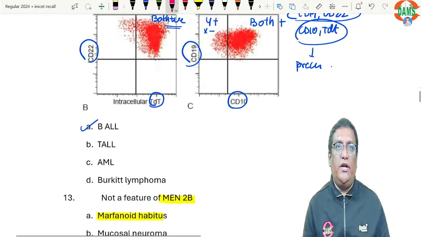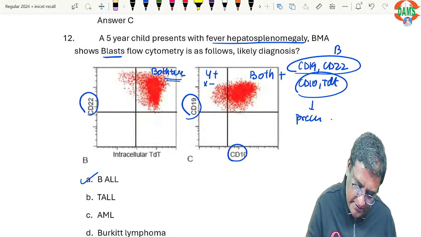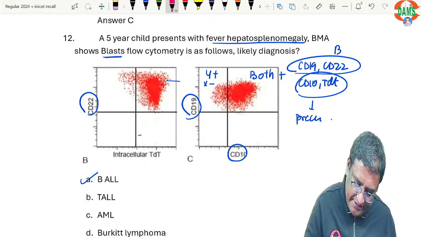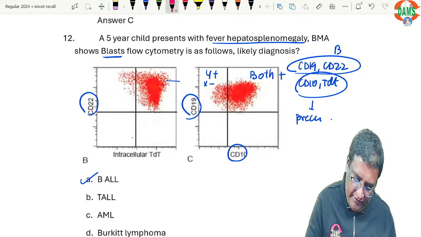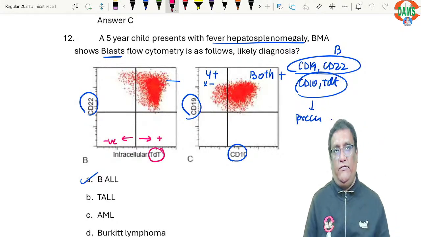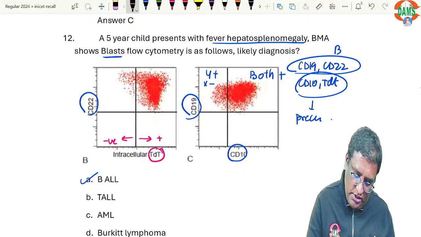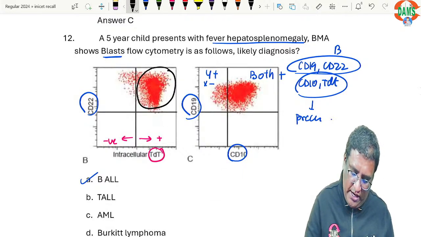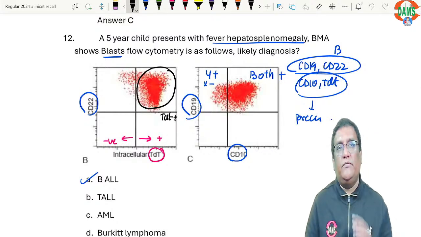Okay, the previous question, how to interpret. Look, whatever is the marker on the x-axis. Let me try to explain. This line that is there, the red arrow mark that I have shown. On the left of this line, it is a negative marker. On the right of this line, whatever this marker is will be positive. Now look at this. All these cells that I am talking about are beyond this line, isn't it? That is why they are positive for TdT. They are TdT positive, isn't it?